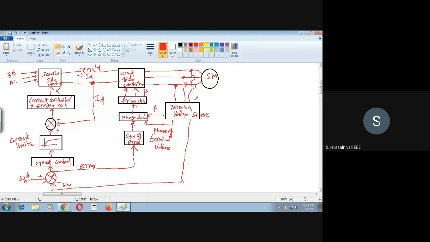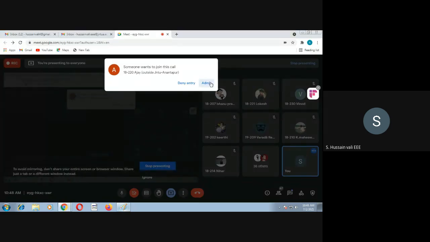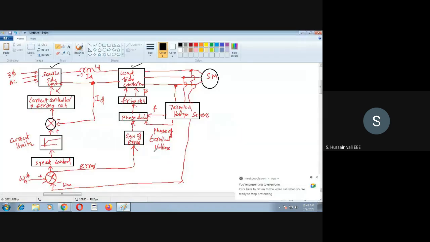Okay, now you see here, I will explain this. One thing before I explain: you have two converters. This is the source side converter, this is the load side converter. So we have seen the closed path. Now, what is the main requirement we need here?